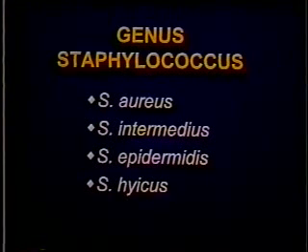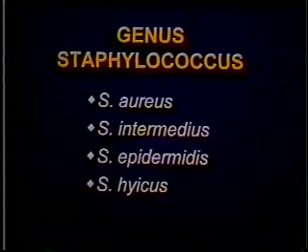So now let's begin with specific genera. In this case, in no particular order, we will begin with the genus Staphylococcus, and there are 4 organisms in that genus of veterinary importance.